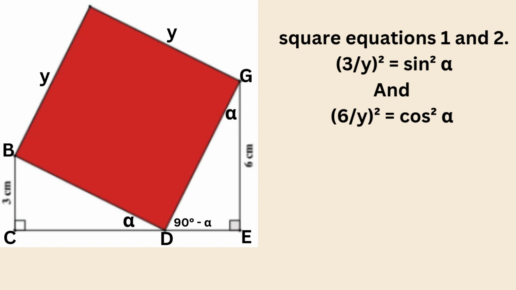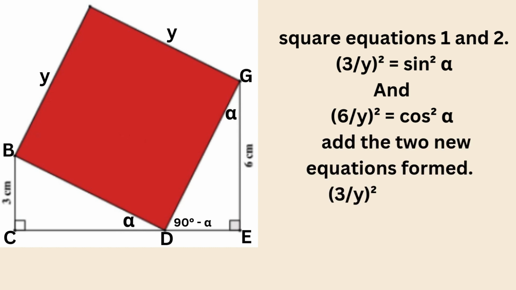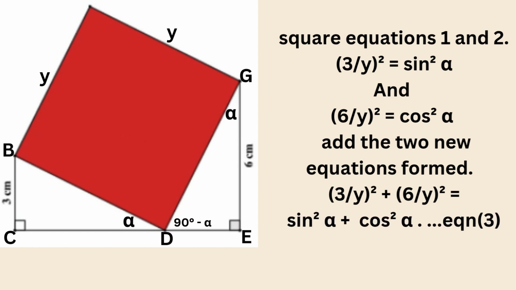Square equations 1 and 2. Thus, the square of the ratio of 3 to x equals sine squared alpha, and the square of the ratio of 6 to x equals cosine squared alpha.